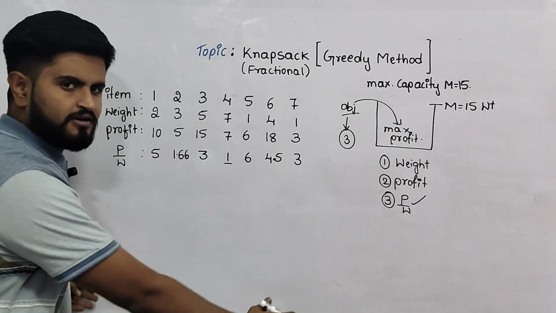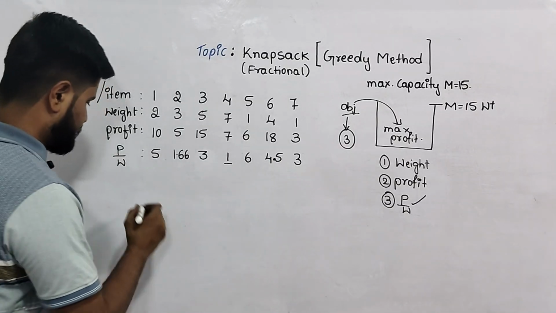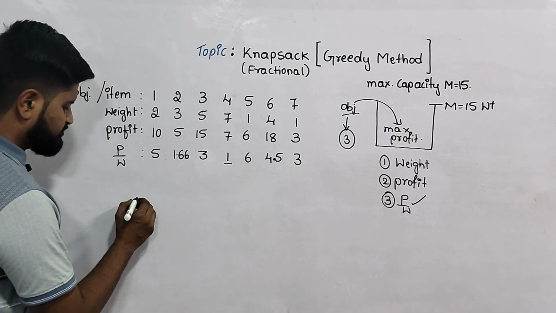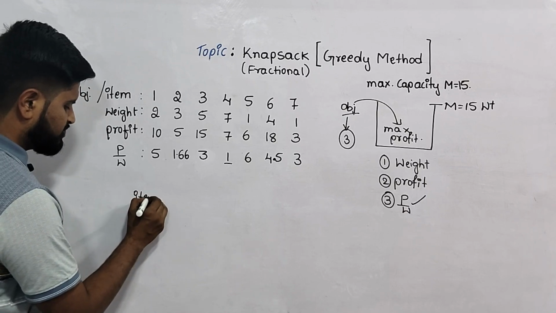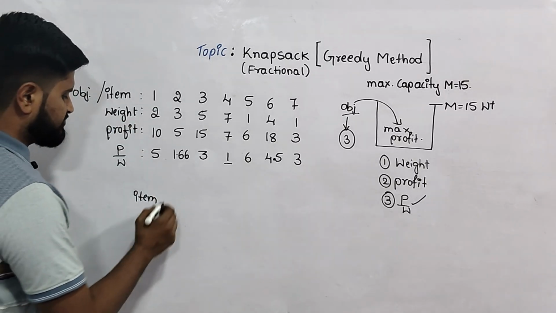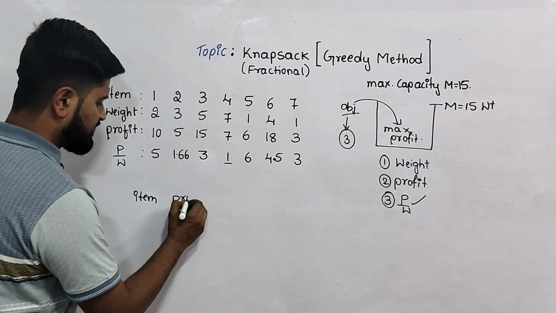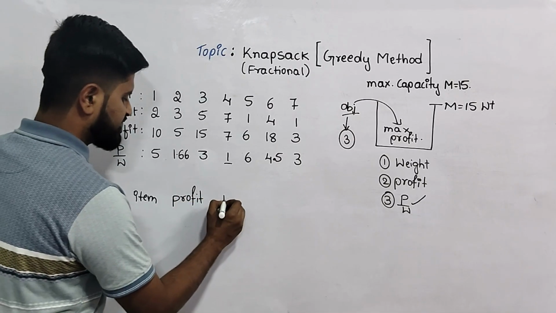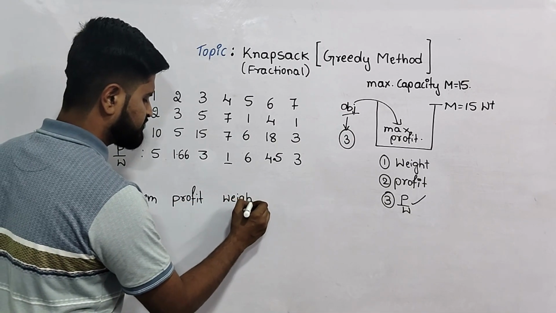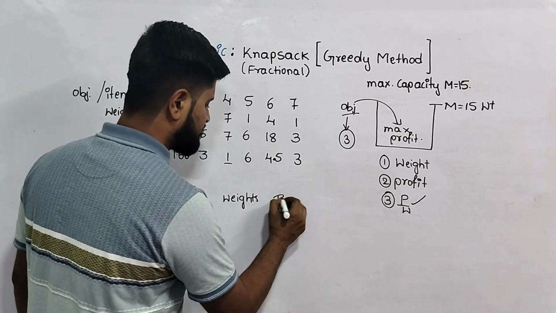So we must build a table and fill the values there. The first column in the table we will be using is the item or the object, you can call it as. Next we will be using the profit value of that item. Next, the weight of that item. Next, the last one is the remaining weight.